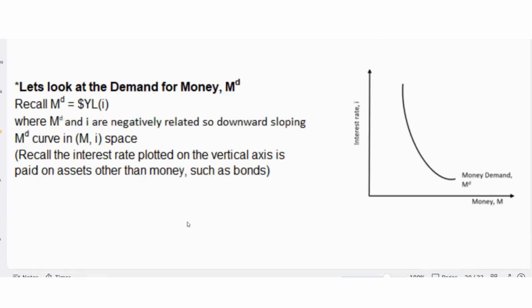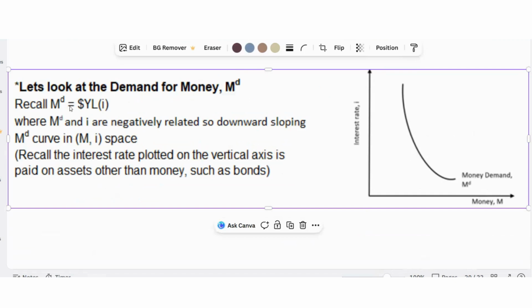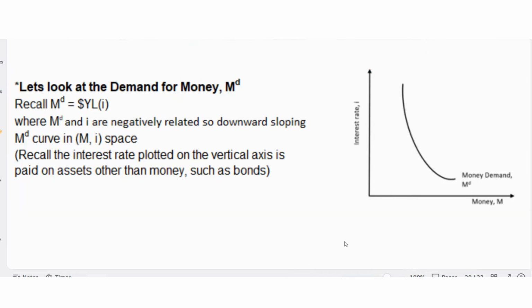Now let's look at money demand. We already talked about this: the money demand function is $Y L(i), where $Y is nominal income, P times Y, and L(i) is a negative function of the interest rate. Since money demand and interest rate are negatively related, when we plot the money demand curve with interest rate on the vertical axis and money on the horizontal axis, it is drawn downward sloping. Remember, the interest rate on the vertical axis, i, is the interest rate on bonds, which are an alternative way to keep your wealth rather than in money. So when the interest rate increases, it becomes more attractive to hold bonds rather than money, so money demand goes down. That's the negative relationship represented by the downward sloping money demand curve in this M-I space.